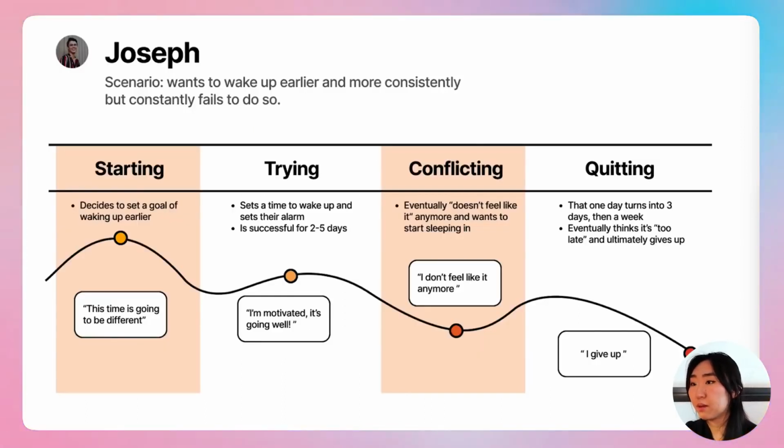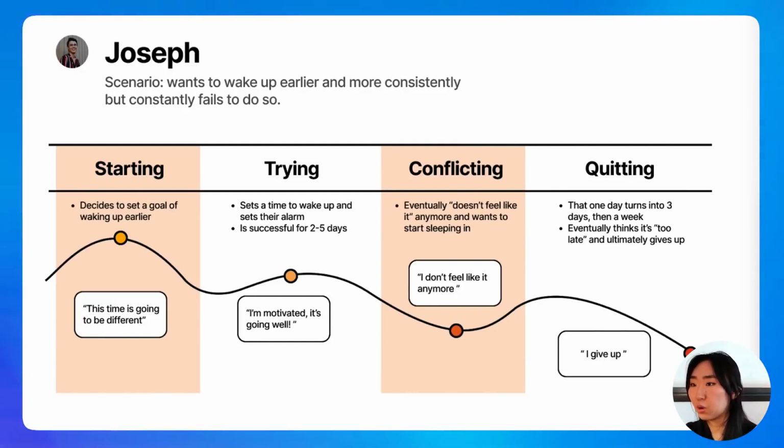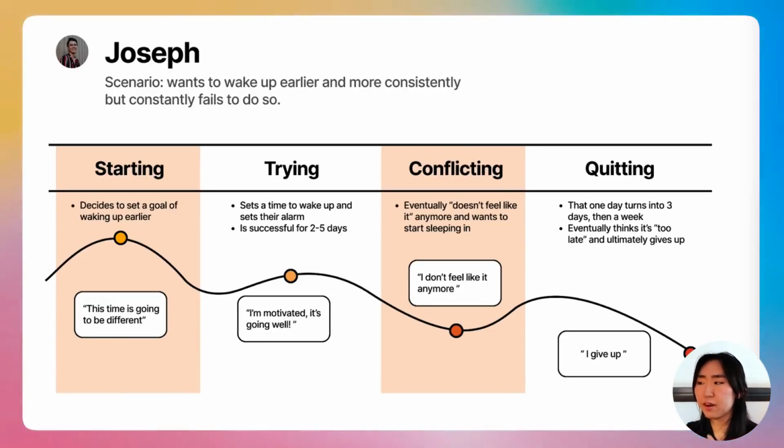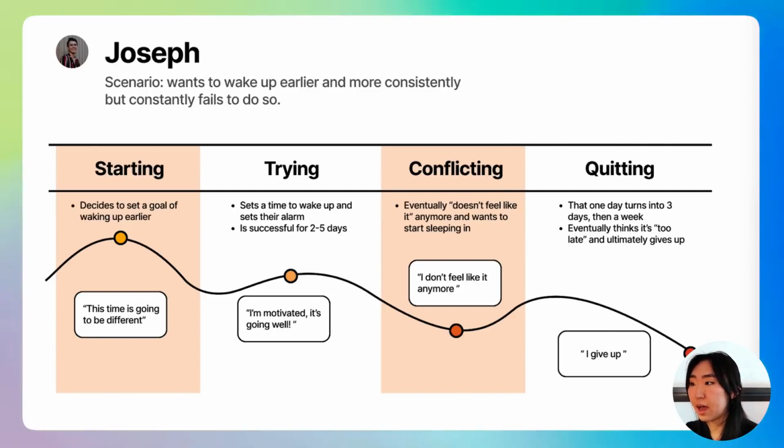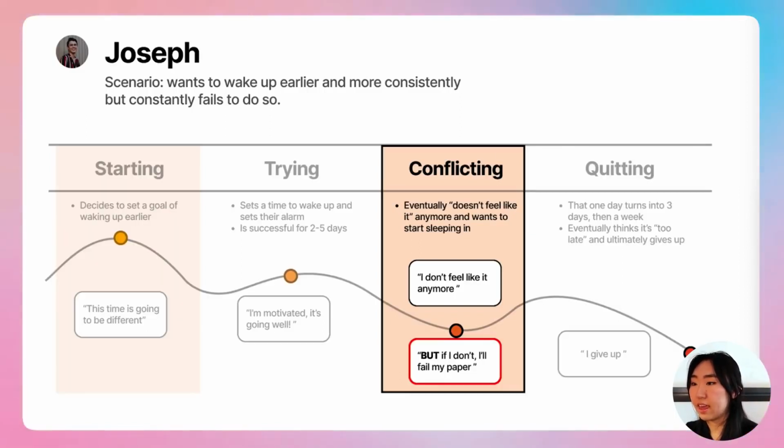And even when mapping out the journey of this college student user, their process for going about a goal went like this: they first start, they're very motivated, they have a lot of intrinsic motivation, saying this time's going to be different. Then they end up trying, maybe they're successful for a few days or a few weeks. But eventually that internal motivation does seem to wane and they eventually don't feel like it anymore.